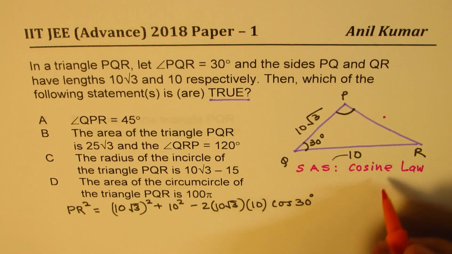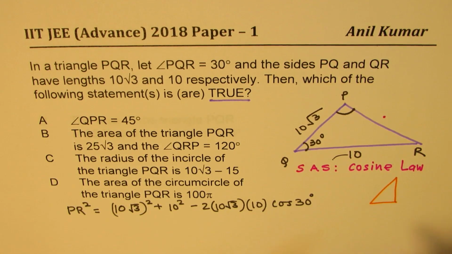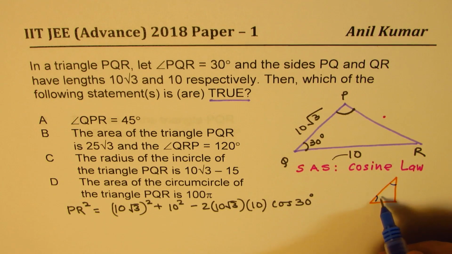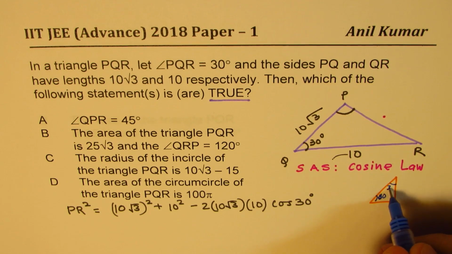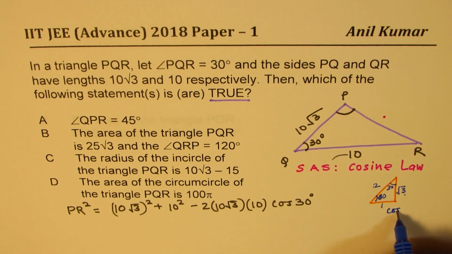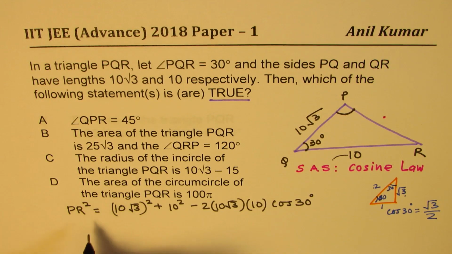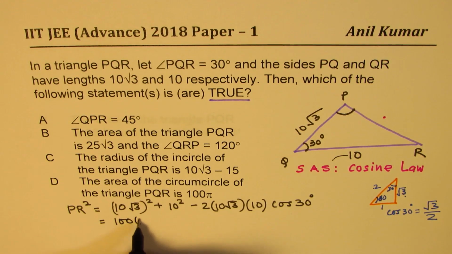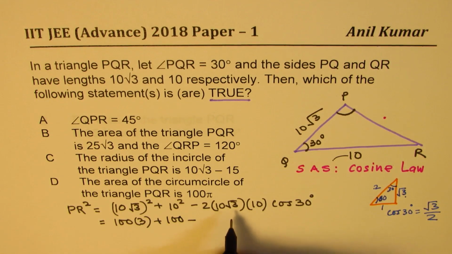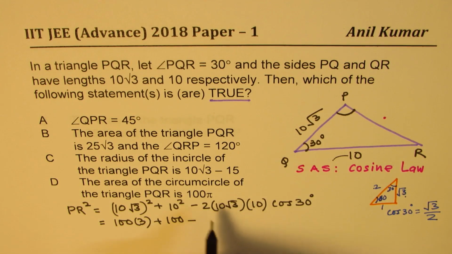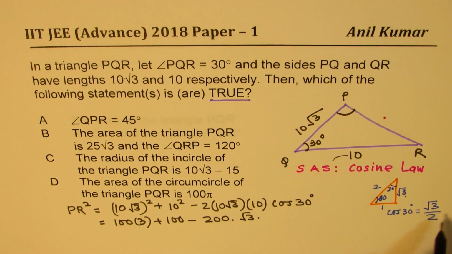Now, cos of 30, let's make our special triangle. So this is 60 degrees, this is 30 degrees, with sides 1, 2, square root 3. So cos of 30 degrees is square root 3 over 2, correct? Okay. So we'll substitute that value here. So PR square equals, we got 100 times 3, that is 300, plus another 100 minus 2 times 100, so we get 200, and then we have square root 3, and then cos of 30 is square root 3 over 2. Okay. So this can be simplified.